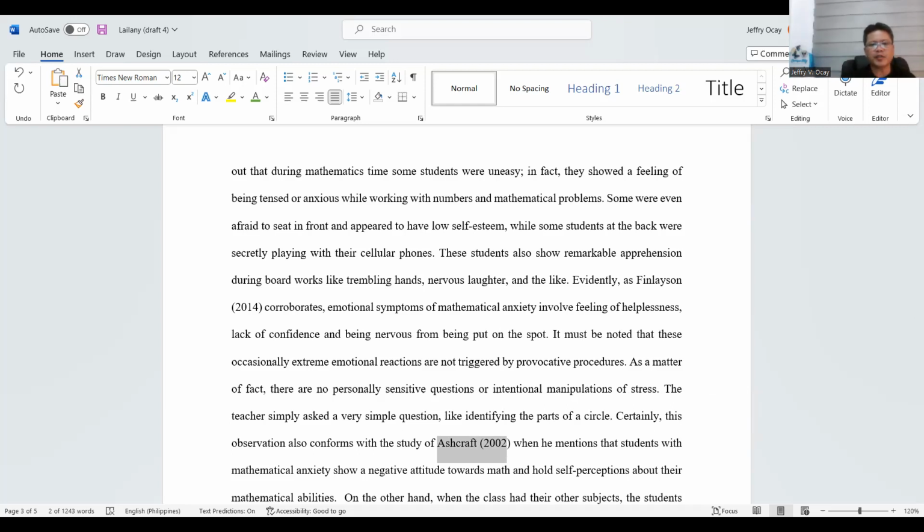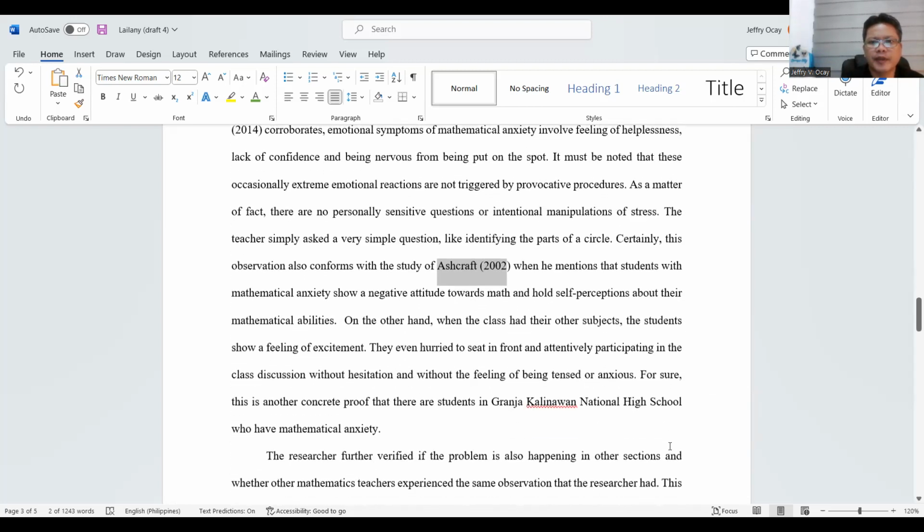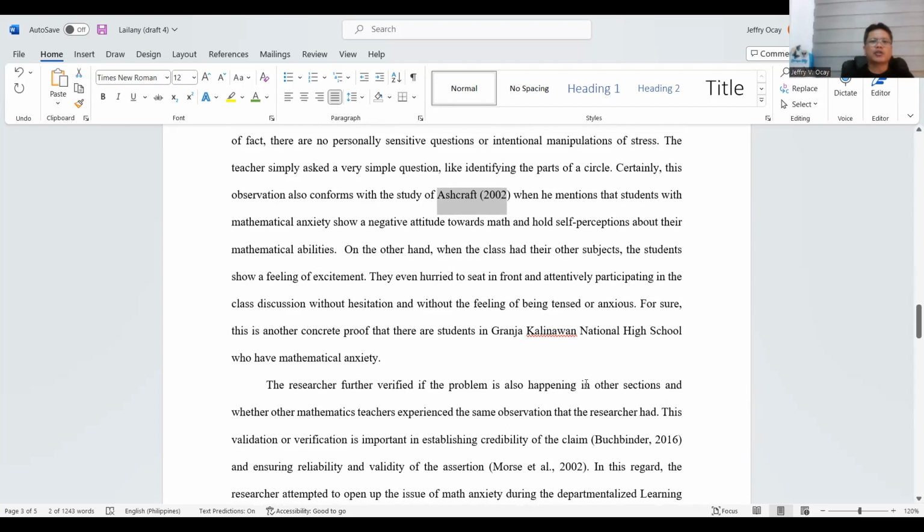Again, certainly, this observation also conforms with the study of Ashcraft when he mentions that students with mathematical anxiety show a negative attitude towards math and hold a negative self-perception about their mathematical abilities. On the other hand, when the class had their other subjects, the students showed a feeling of excitement. This is what my advisor observed, of course. They even hurried to sit in front and attentively participated in the class discussion without hesitation and without a feeling of being tense or anxious. And then we close the discussion.